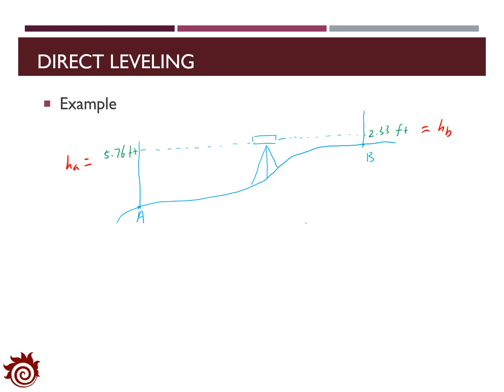Then we can find that the vertical distance from A to B is HA minus HB. We will ignore the potential errors caused by the curvature and the refraction. With that, we find out the vertical distance as 5.76 minus 2.33, that is 3.43 feet. So that's the way for us to use direct leveling.